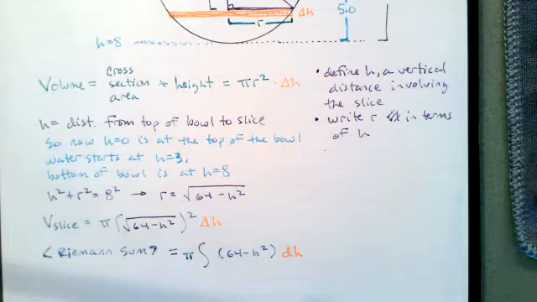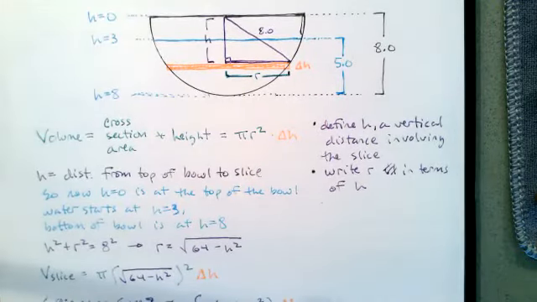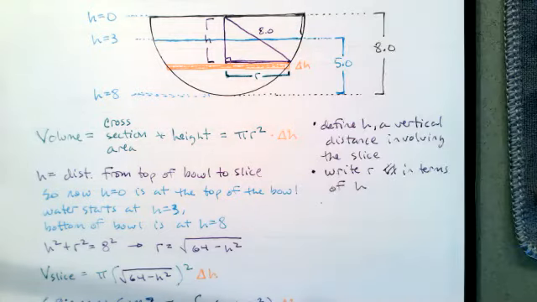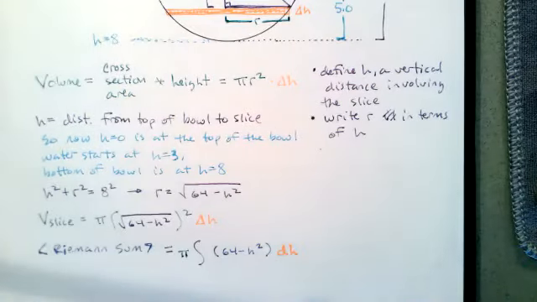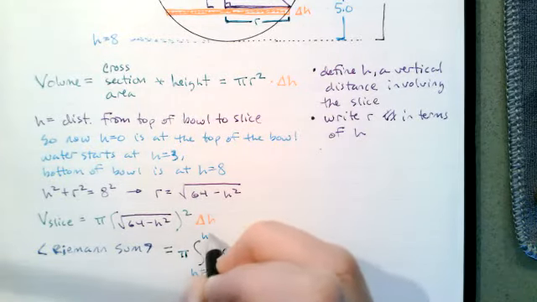But now we have to integrate where we have water. And once we decided that H was going to be the distance from the top of the bowl to the slice, H equals 0 is at the top of the bowl, and there's no water between H equals 0 and H equals 3. So our integral, the 5 centimeters of water that we want to integrate, is from 3 to 8, not from 0 to 5. 0 to 5 is the top part of the bowl, but the water is in the bottom part of the bowl because gravity. So we're going to integrate H equals 3 to H equals 8.